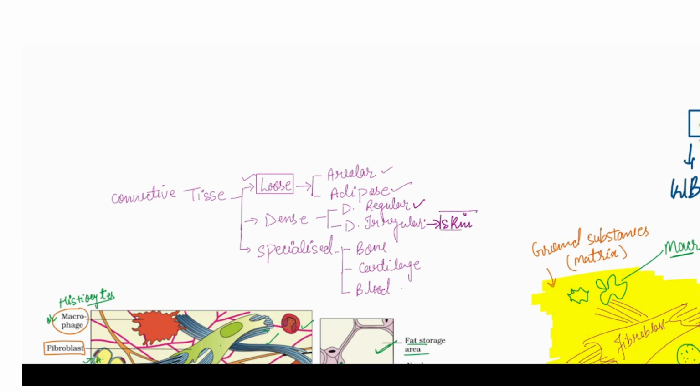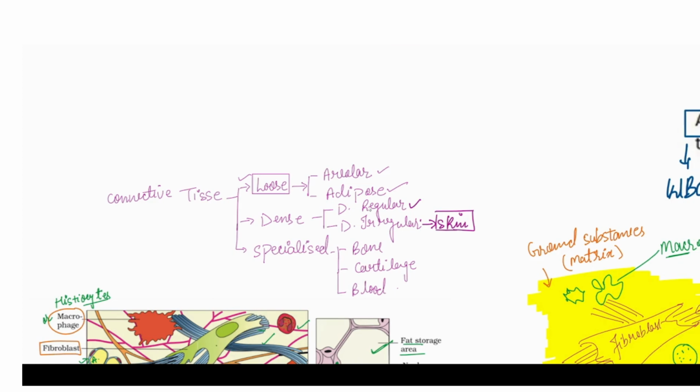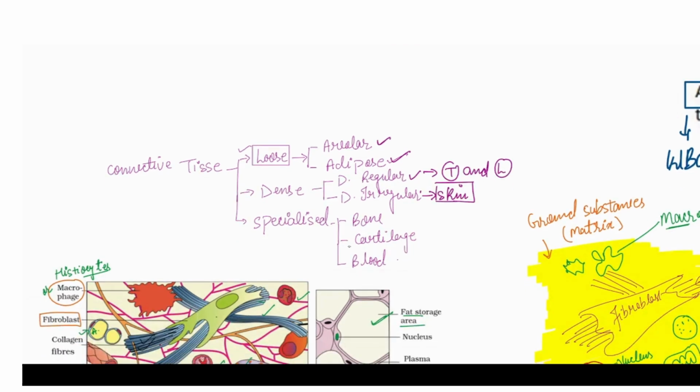Because it is not in the same arrangement, we can say it is the fibroblast cell and collagen that are oriented differently. This is present in the skin only, and regular would be in the form of tendon and ligament. Adipose and areolar we have already seen. Now let us see a very important term, that is the bone and the cartilage in the specialized connective tissue.